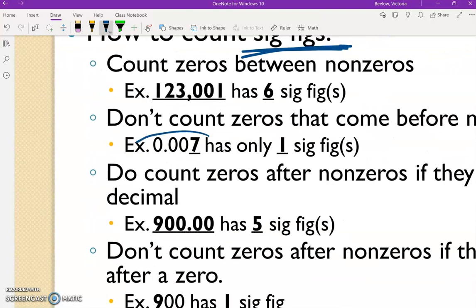Versus this example right here. It has a decimal. So I would start from the Pacific side, and as I'm approaching, I'm going to, again, only start counting when I get to the first non-zero number, which in this case is 7, and I'm going to count everything after that as significant. So in this case, I only have one significant figure.